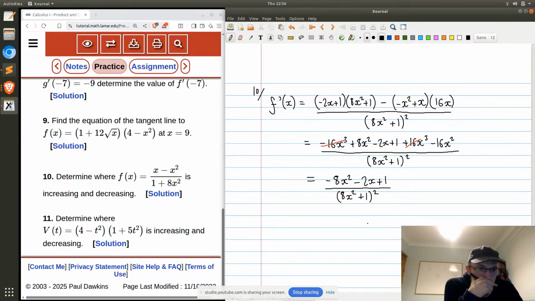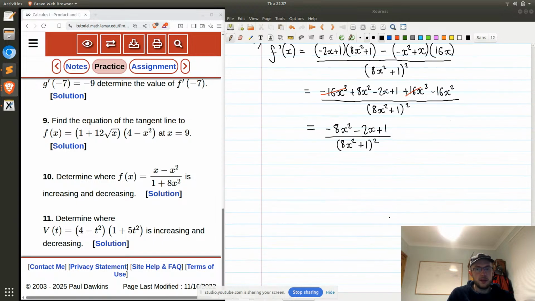Like that. And now we need to determine where this is greater than 0 and where it's less than 0. How is that doable? Notice the denominator is squared, and therefore it is always positive. So we need only consider when the numerator is positive or negative.